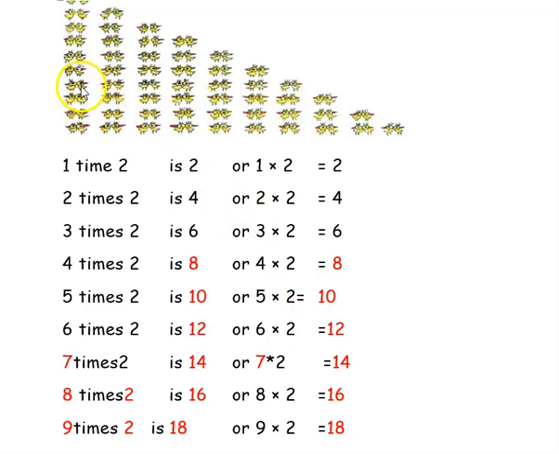Similarly, if you go for the seventh row, 1, 2, 3, 4, 5, 6, 7 birds are there, right? So 7 times 2 birds, so 7 times 2 is 14 or 7 into 2 equal to 14. The same way, if you go for the eighth row, you have 1, 2, 3, 4, 5, 6, 7, 8. So 8 times 2 birds. 8 times 2 is 16 or 8 into 2 is 16.